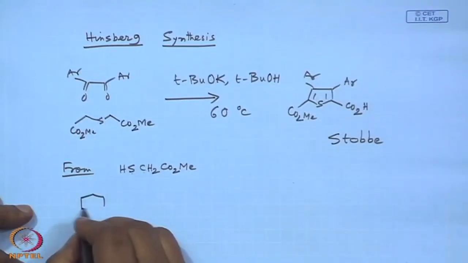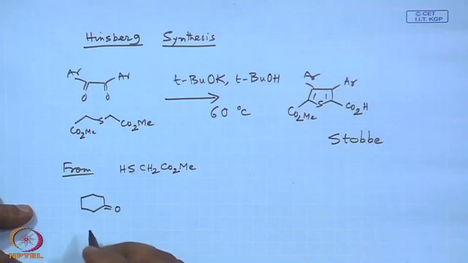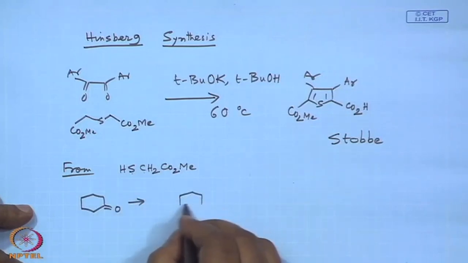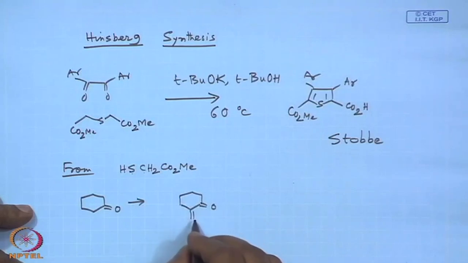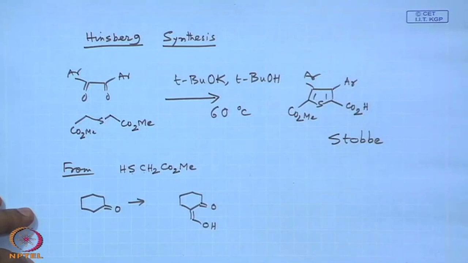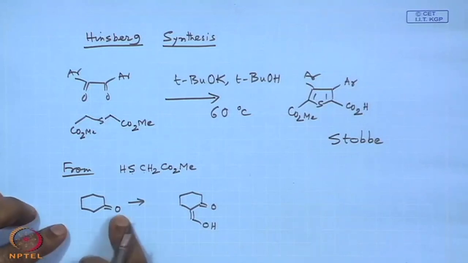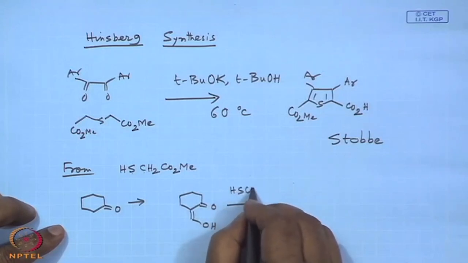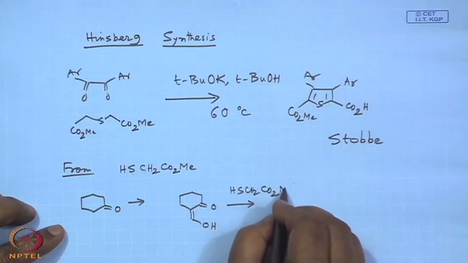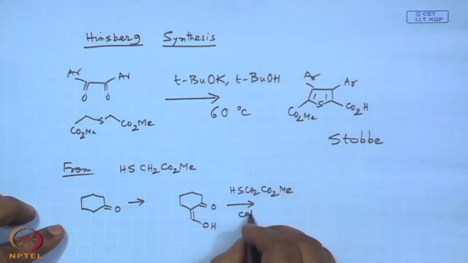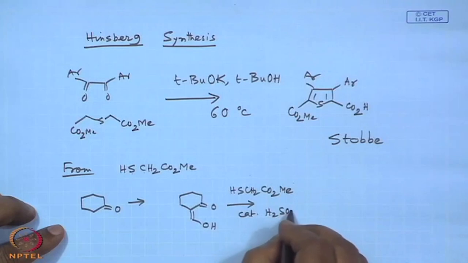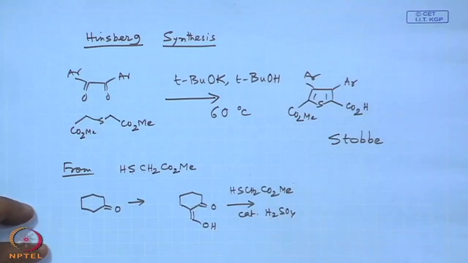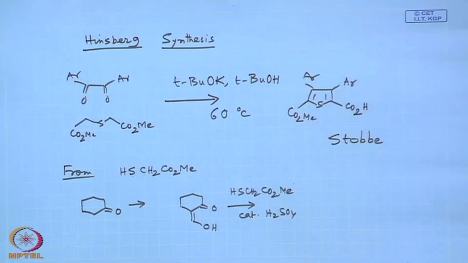I will give you an example here. Let us say you have cyclohexanone, and one can readily convert this into this compound, right? Homologated compound. I will not tell you, maybe I will come back and ask you the same questions. Now, if you react with this thioglycolic ester, methyl thioglycolate, in the presence of a catalytic amount of sulfuric acid, what you expect out here is a little different than all the other cases.